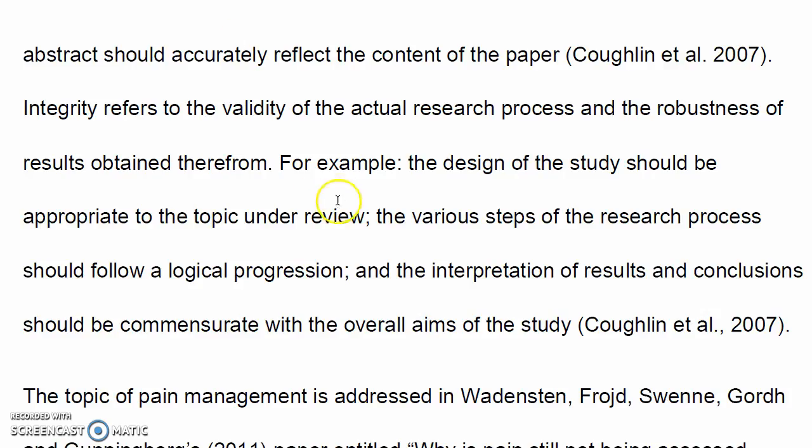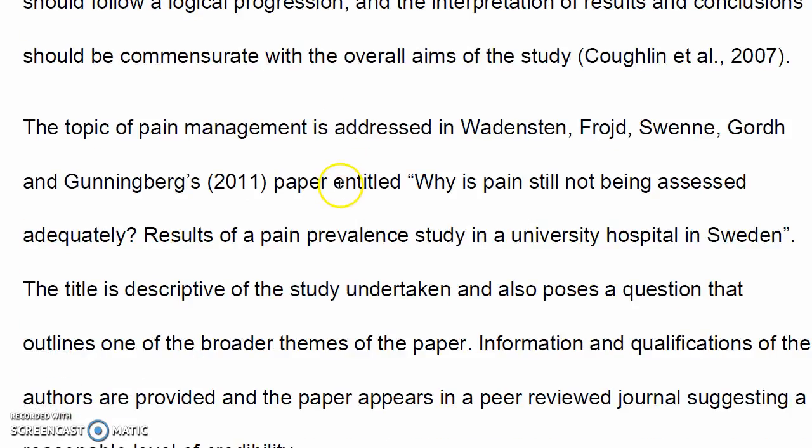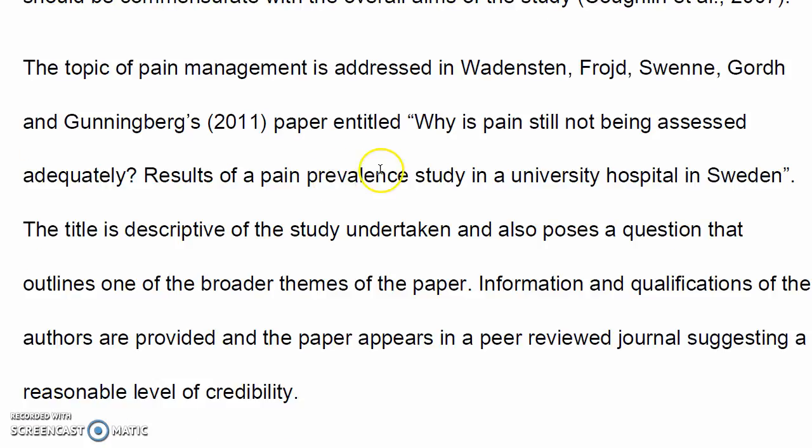And so we then go across to his assignment, and if we look at the title there, he's given us a title. He says the title is descriptive of the study undertaken and also poses a question that outlines one of the broader themes of the paper. Information and qualifications of the authors are provided and the paper appears in a peer-reviewed journal, suggesting a reasonable level of credibility. So do you see, he's critiquing the title but not the content of it.